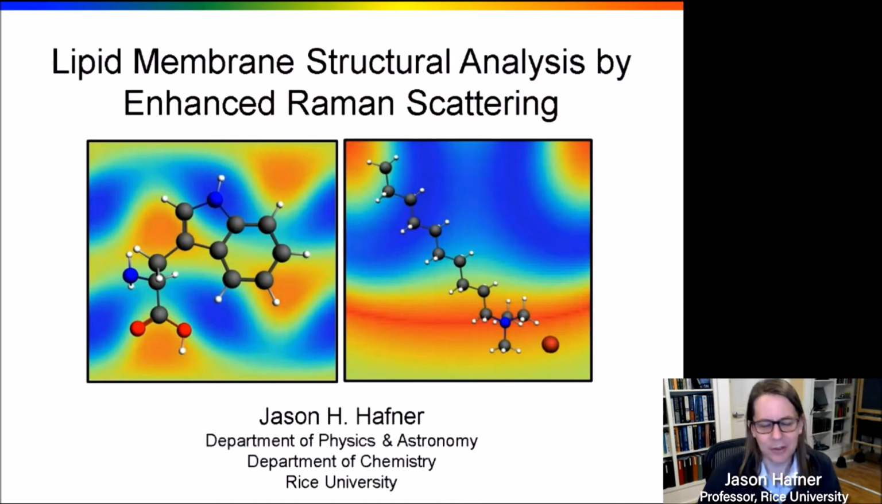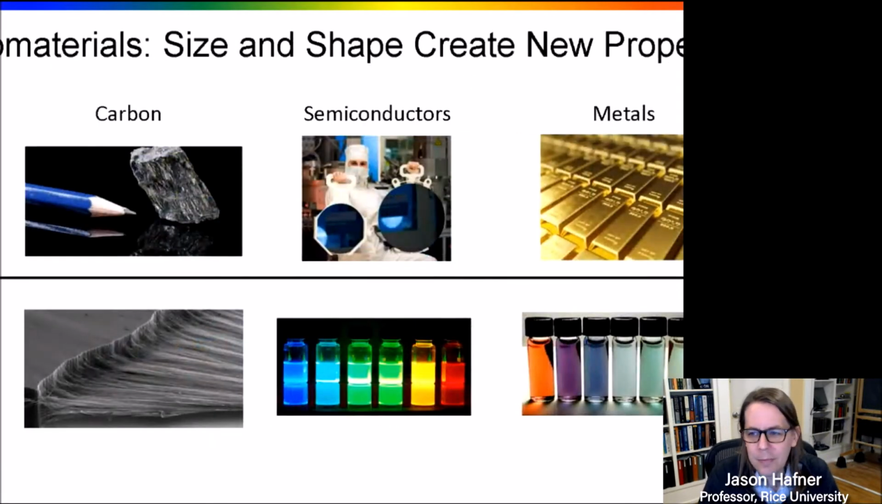Actually, this title is my more technical title. It is what we're going to talk about: lipid membrane structural analysis by something called enhanced Raman scattering. We'll get to the details of what that means, but I was going to say some general things about nanoscience just to give you the big picture, so to speak. So let's jump on to slide 2 here.